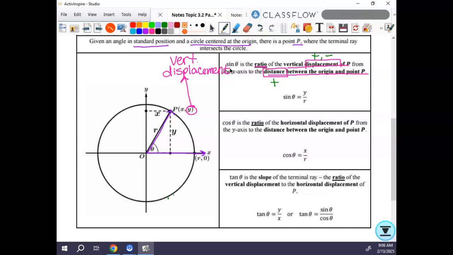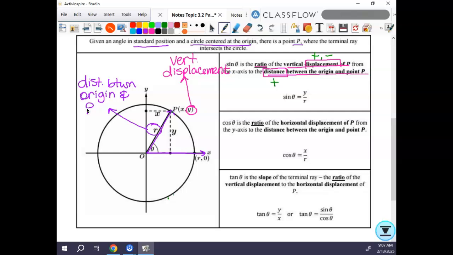All right, so then we're also going to label here the radius. This is the distance between the origin and point P, because the radius is always positive. That's why we call it the distance. It's always positive no matter what. The x and y could be negative or positive. That's why we talk about them as displacement.